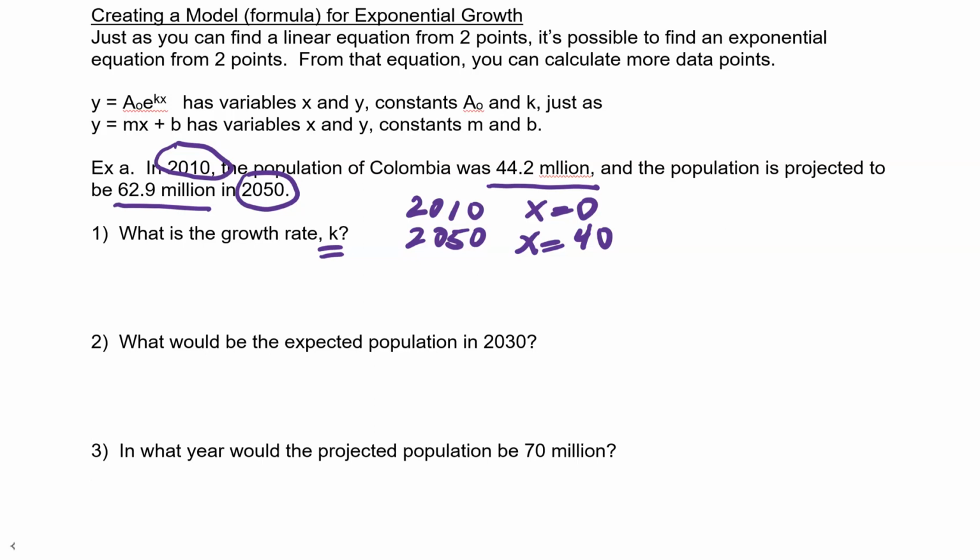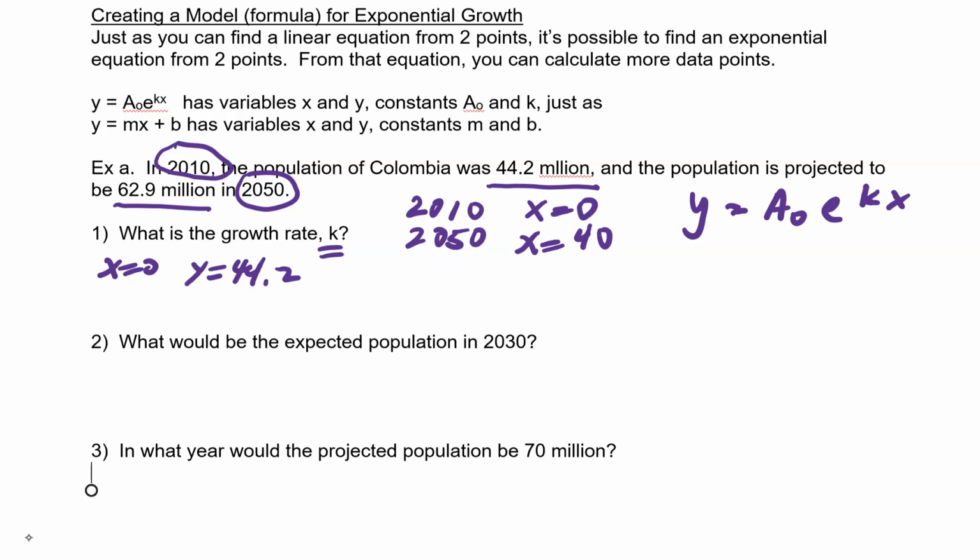Next, I'm going to go back to the format of the exponential equation, which is y is equal to a0 e raised to the k times x. Now let's plug in some values of x and y to see if we can solve for those constants, a0 and k. So when x is equal to 0, that's the year 2010, and we see that the population is 44.2 million. I'm just going to express y in terms of millions. I'll come back and adjust for that at the end, but I'm going to say y is equal to 44.2.